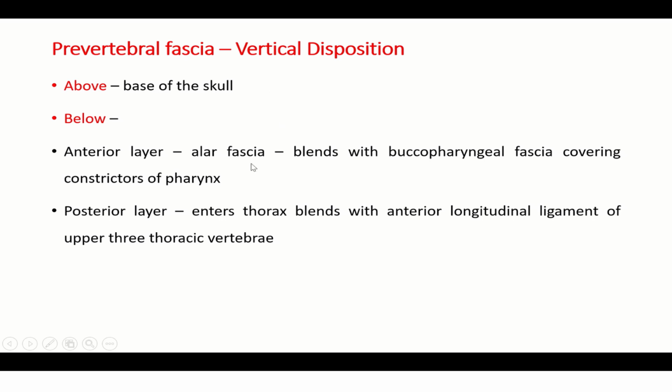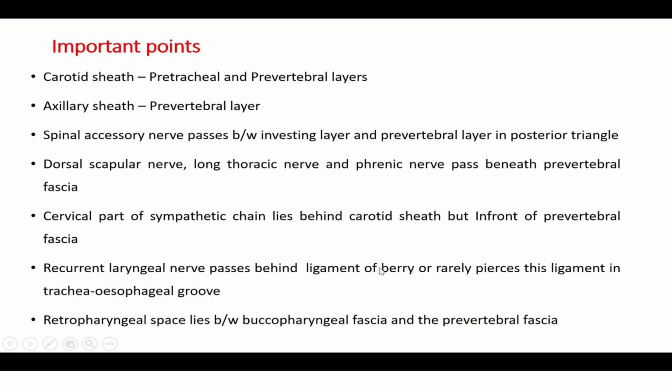So vertical disposition, when we trace, above, this prevertebral layer is attached to the base of the skull. Below, it has two layers. The anterior layer, otherwise called alar fascia, blends with the buccopharyngeal fascia, which covers the constrictors of the pharynx. Whereas the posterior layer enters the thorax and blends with the anterior longitudinal ligament of the upper three thoracic vertebrae.